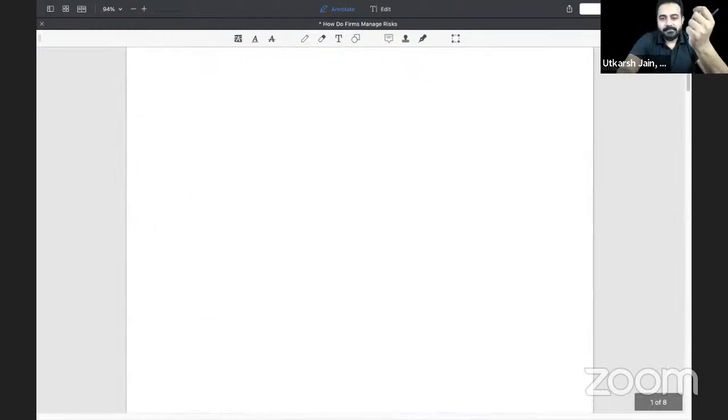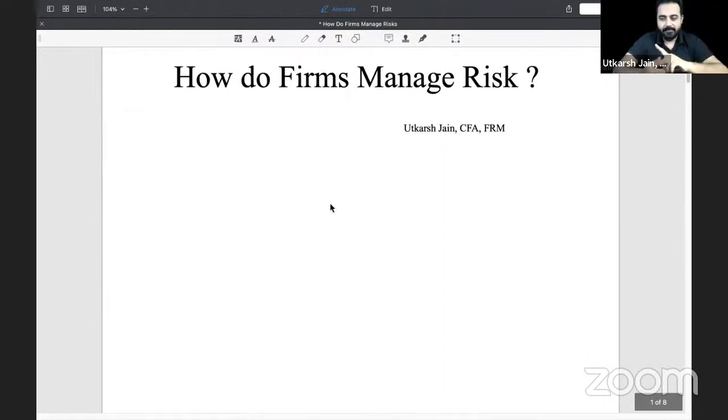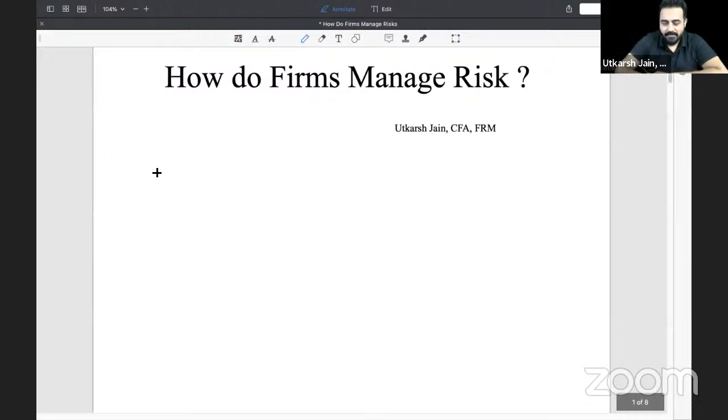So again, coming back to the main point, how do firms manage risk? Today we are just going to build a large, broad view discussion on how risk management happens. Let's start making a list of a few firms. Let us start with non-banking corporates, so non-financial institutions.